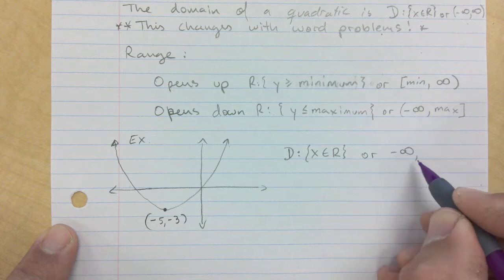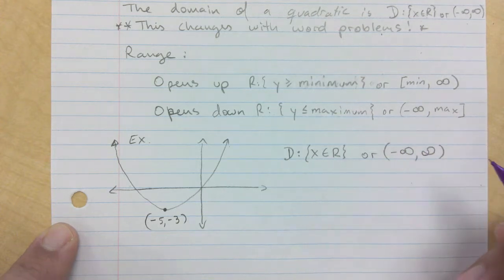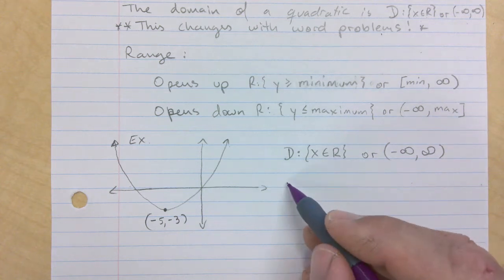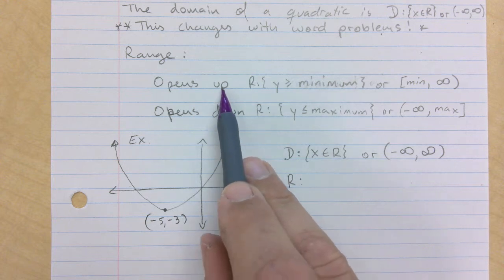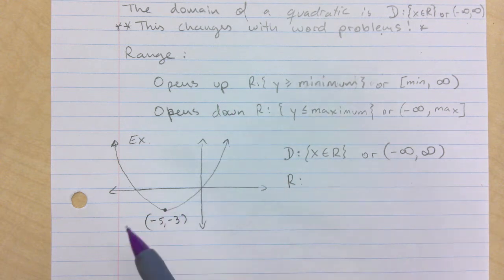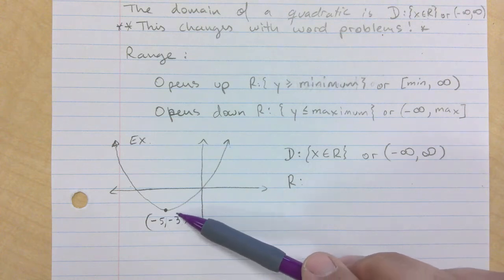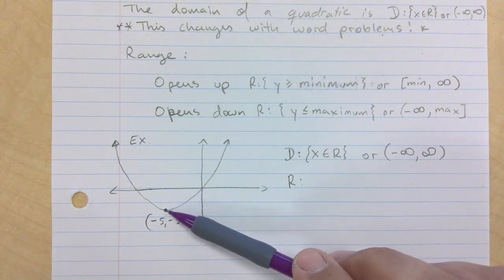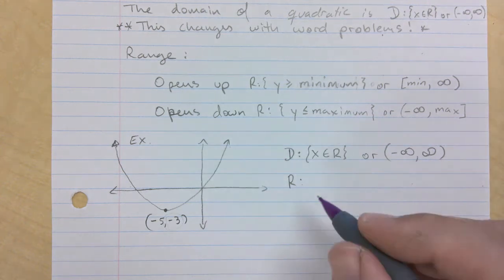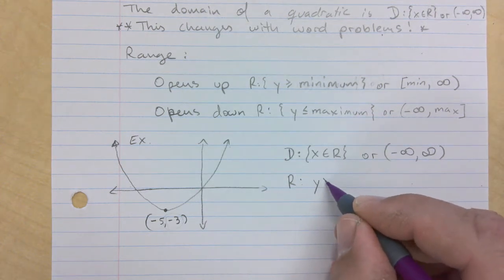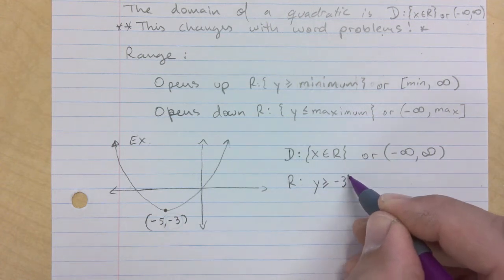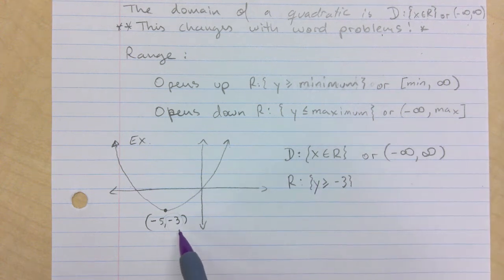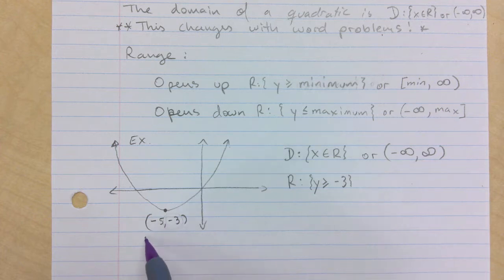So you need to choose one notation and stick with it. Range, in this case, it opens up, right? So if you look at the y value -3, and then it goes up after that, y is going to be greater than or equal to, because it's included here, -3. And this is the minimum.